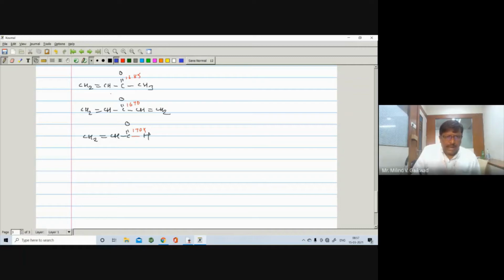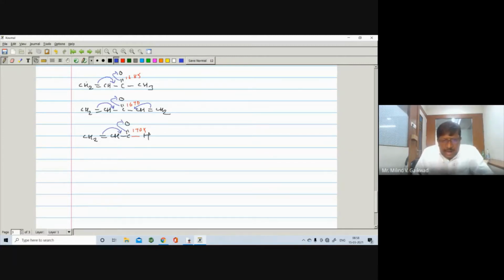So here you find that the pi bond on the oxygen is involved in delocalization. Similarly, this pi bond will be involved in the delocalization. So as the conjugation increases, here there is a methyl and vinyl, it appears at 1685. Then there is a vinyl and vinyl, it appears at 1670, and this will appear at 1705.